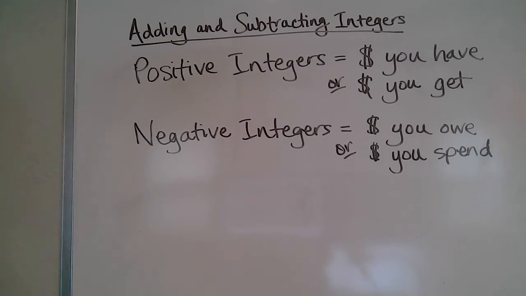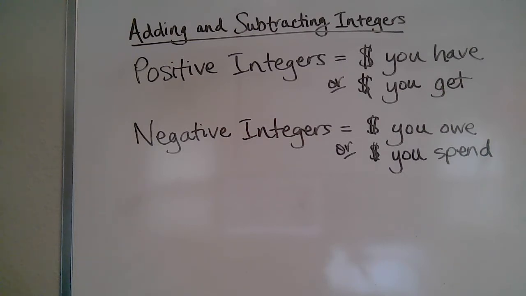Hi there. Today we're going to talk about adding and subtracting integers. Integers are numbers that don't have any decimals, they don't have any fractions. It's just all of the positive whole numbers, 0, and then all of the negative numbers without decimals or fractions.